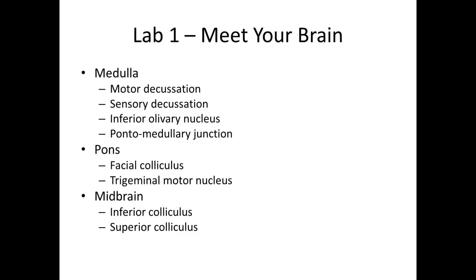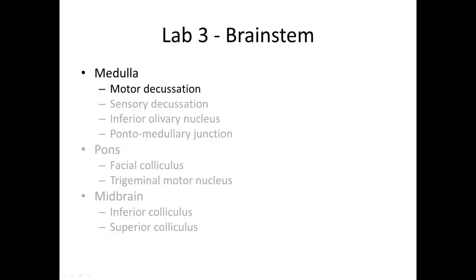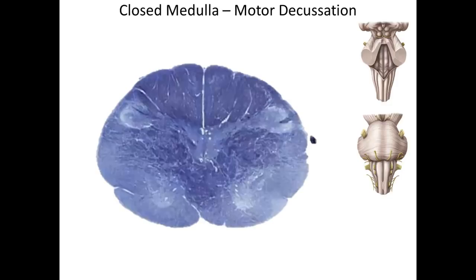In this lab, we will focus on 8 brainstem cross-sections. We will start first at the level of the motor decussation of the medulla and work our way superiorly into the midbrain. This level of the brainstem exemplifies the transition between brainstem and spinal cord. Looking to the guides on the right, we can see from the posterior aspect that this section is below the gracile and cuneate nuclei, found here. And from the anterior aspect, this section is below the pyramids, seen here.